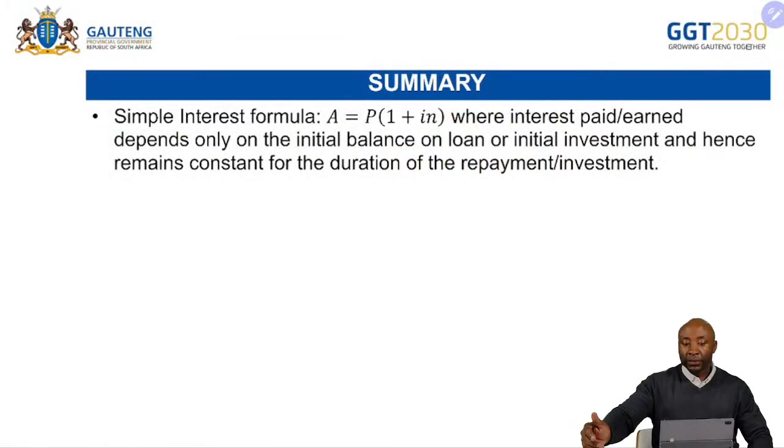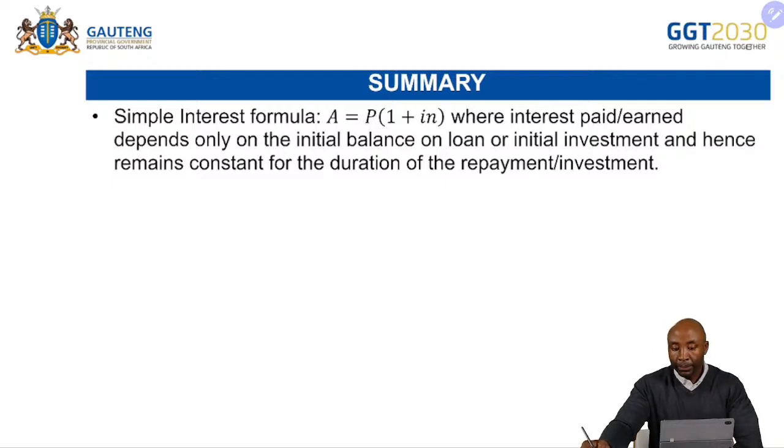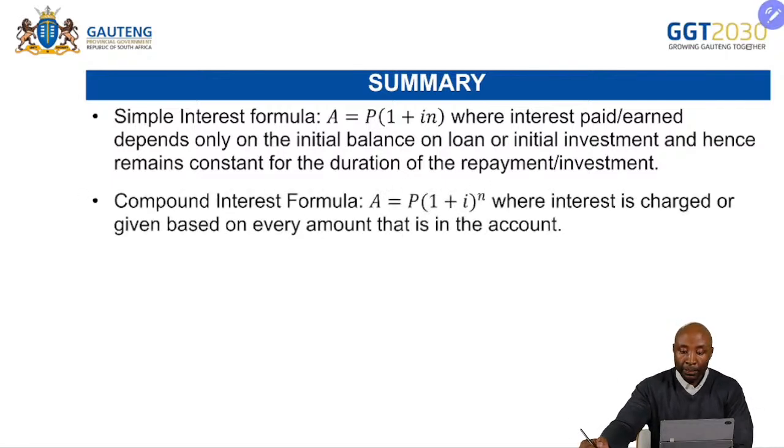So, in summary, we have learned about the simple interest formula, which is given by that formula, and we are told that it depends on the initial balance or loan, and hence it remains constant over the given time. Like I said, the simple interest formula can be used on hire purchase as well to calculate the total amount. For the compound interest formula, we have seen that interest is based on every amount that is in the account, and remember, the interest formula can also be used for inflation.